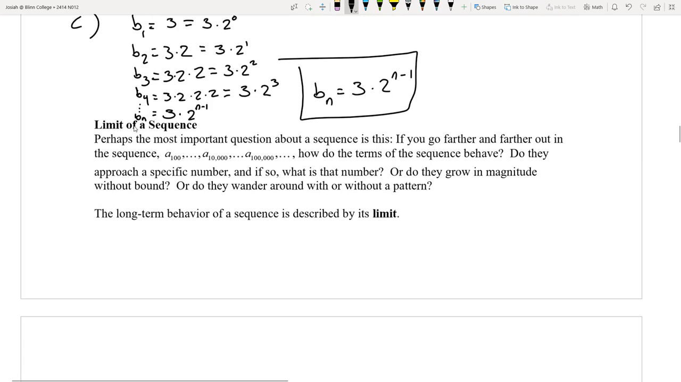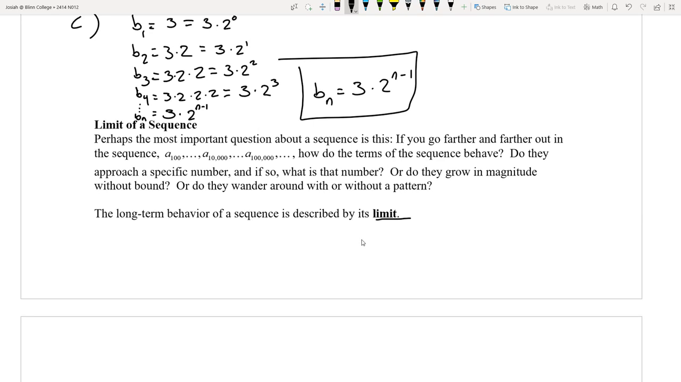As it says here, perhaps the most important question, if you go farther and farther out in the sequence, all the way out as far as we can, what happens to the terms of the sequence? Do they approach a specific number? What is the number? Do they grow without bound? Do they wander without pattern? Do they oscillate? Do they find 2 different values that they attach to? We will talk about this long-term behavior, talking about the limit.